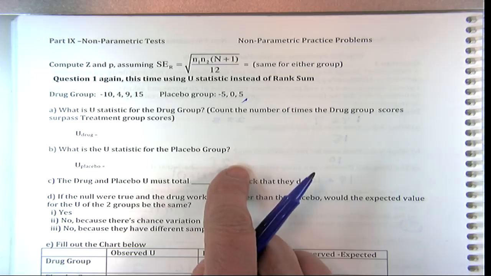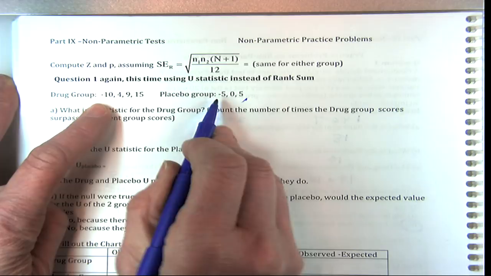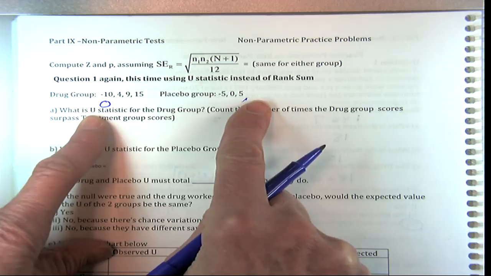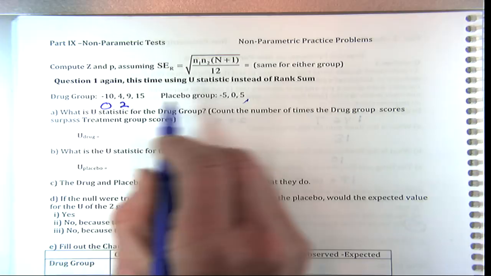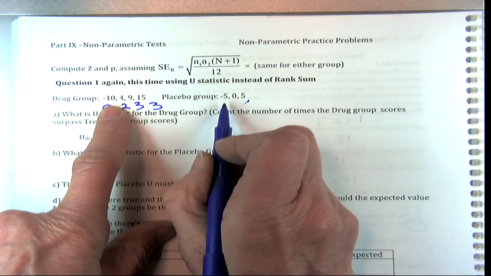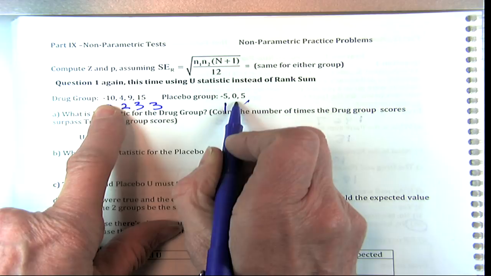For each one of these, you see how many scores it surpasses. So negative 10 contributes nothing to the drug group because it doesn't beat any of these, right? 4 beats both 0 and negative 5, and 9 and 15 beat all three of them. So that's going to be 3 and 3. If we wanted to do this one, negative 5 just beats negative 10, and 0 just beats negative 10 again, and 5 beats 2 of them.